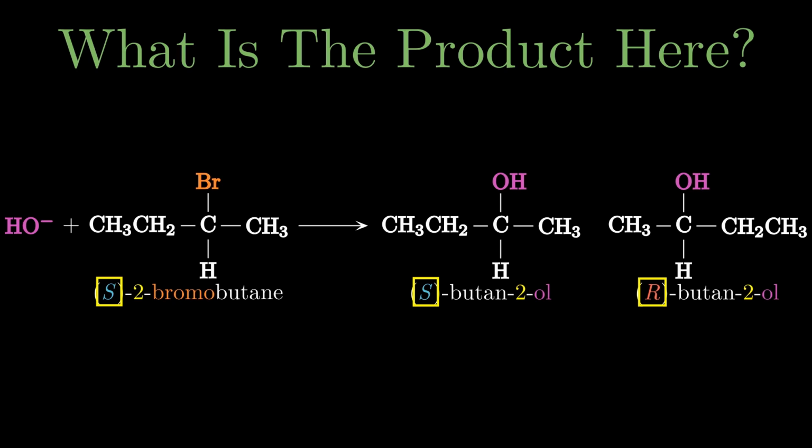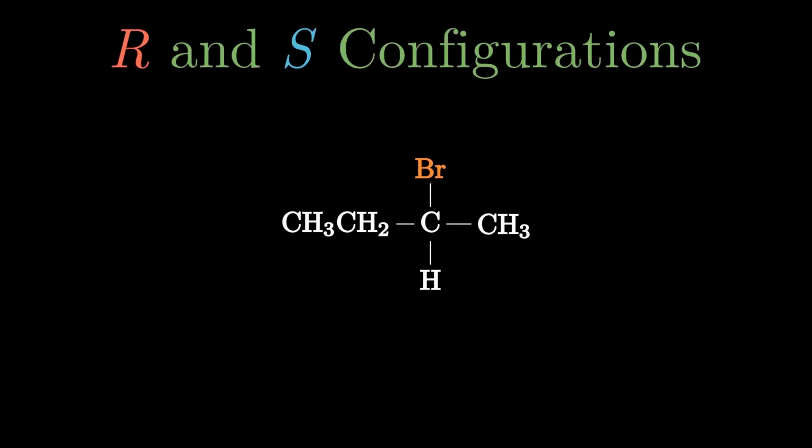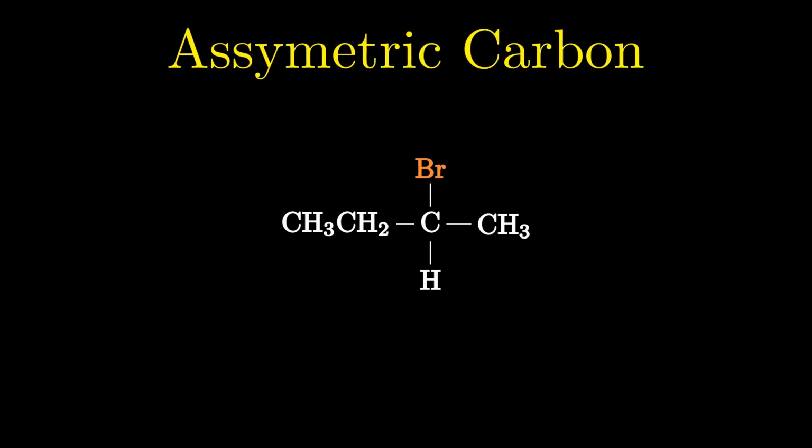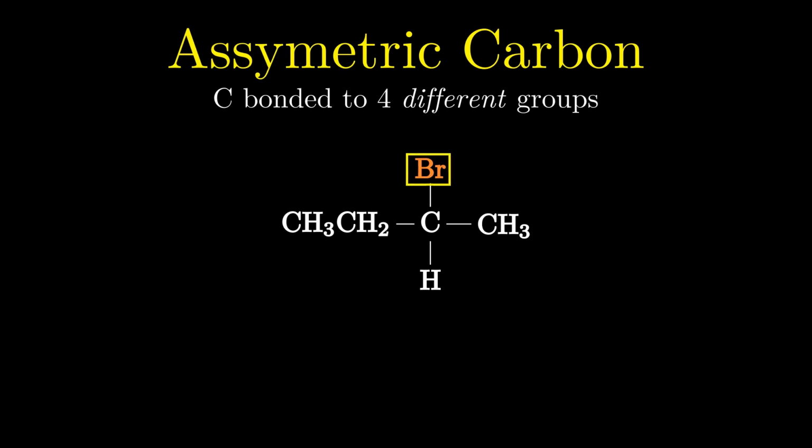I won't give you the answer just yet, as I will first do a quick refresher about R/S configurations with respect to S-2-bromobutane. Before starting, I'm more interested in how we can answer the question posed earlier, so I intend on saving much of the stereochemical nuance for another video. Now the first thing we need to do is identify an asymmetric carbon, which is one bonded to 4 different groups. We see the second carbon from the right is bonded to bromine on top, ethyl on the left, methyl on the right, and hydrogen on the bottom.